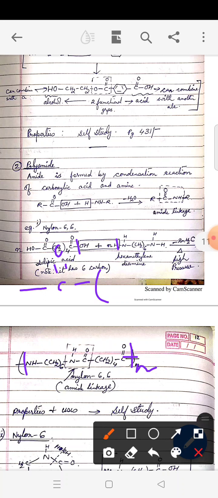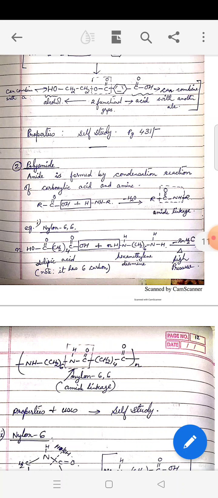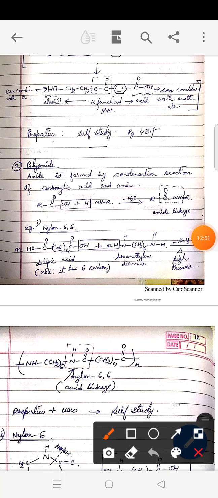Nylon has many uses. Nylon threads, you must be knowing, they have very high tensile strength. That means they can withstand a lot of force. They don't tear. Nylon socks you are wearing. Then it is used in making fishing nets. So many other properties. So please go through the properties and uses of nylon. And if you check the board papers, nylon is a very commonly asked question in the board exams.